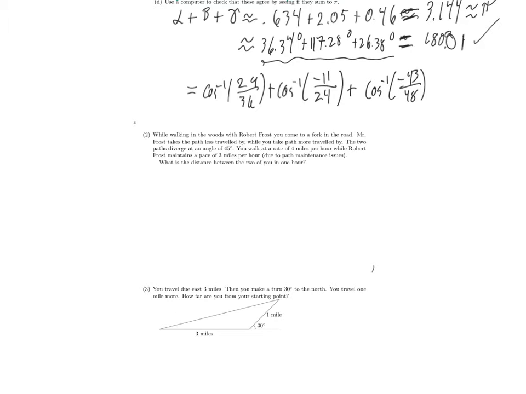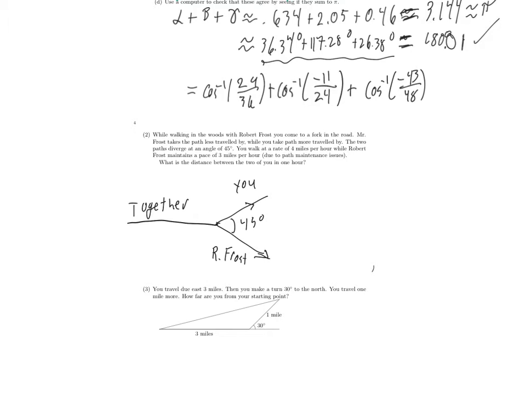So, let's draw a picture. You're walking together in the woods. You come to a fork. That fork diverges at 45 degrees. You travel this way. Robert Frost travels the other way. You proceed to walk at a rate of 4 miles per hour, while Robert Frost maintains a pace of 3 miles per hour due to path maintenance issues. What is the distance between the two of you in 1 hour?